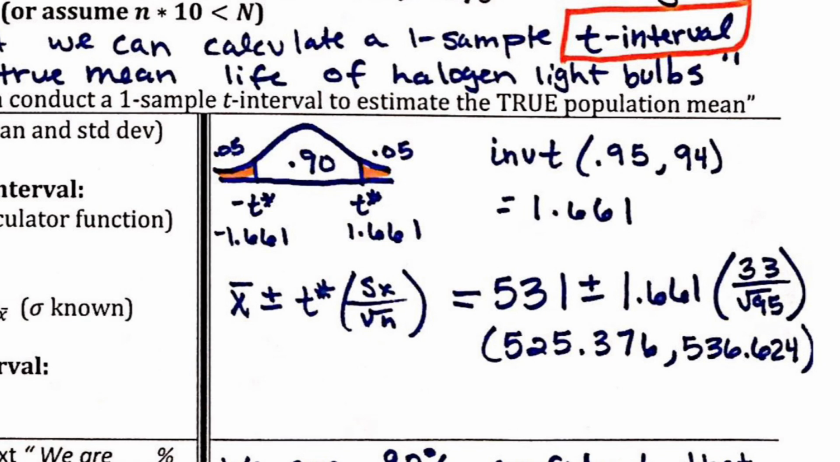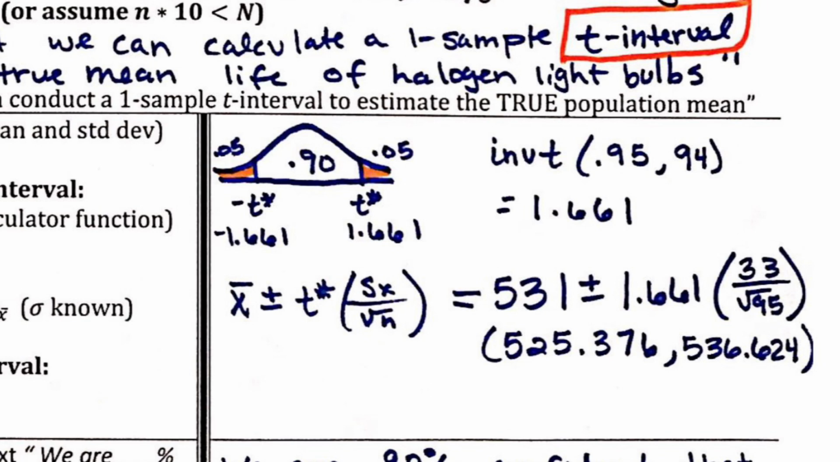Inverse t, I used 0.95 because, even though it's a 90% confidence interval, I've got 5% in that tail. And so on the older models of the calculator, you have to do area to the left of your critical value. So notice I put 0.95 in for the area to the left of my t-star. And then my degrees of freedom is 94. And then inverse t, 0.95, 94 gives me a t-star of 1.661.